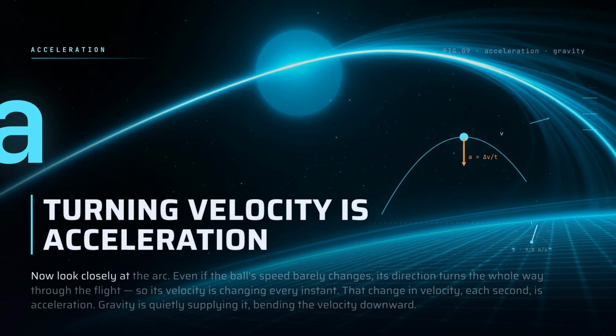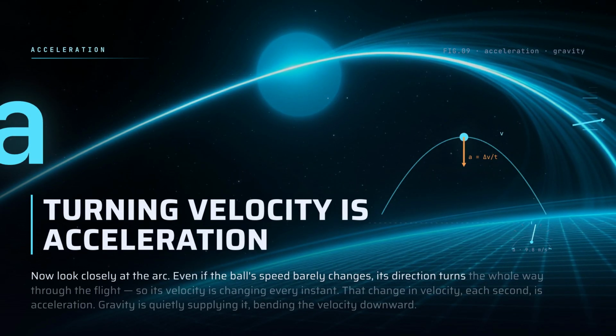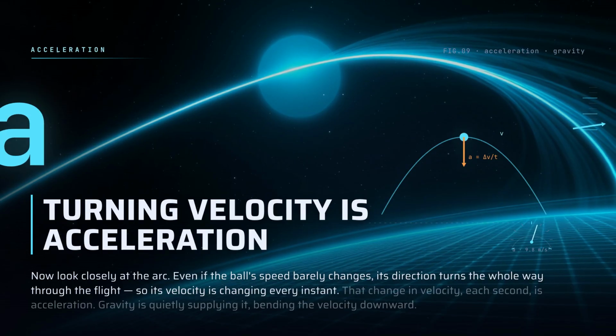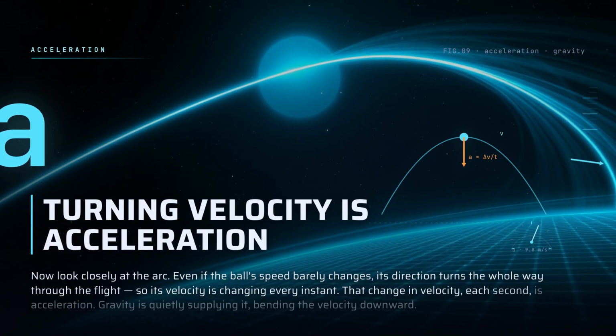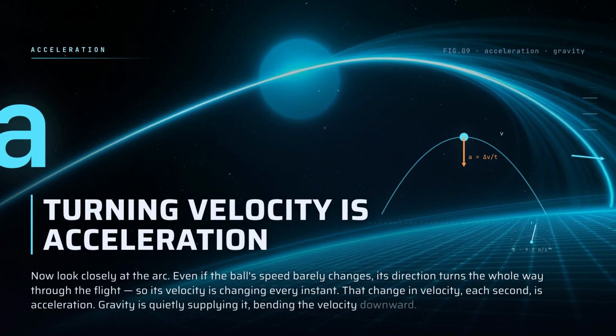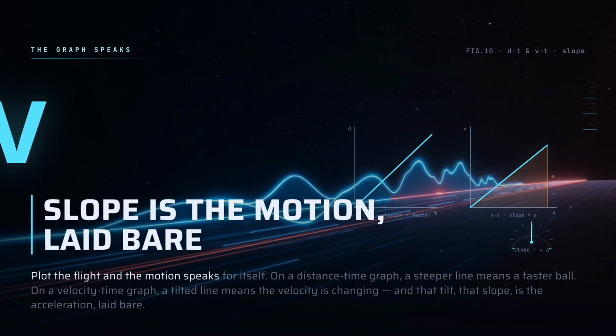Now look closely at the arc. Even if the ball's speed barely changes, its direction turns the whole way through the flight, so its velocity is changing every instant. That change in velocity each second is acceleration. Gravity is quietly supplying it, bending the velocity downward. Plot the flight and the motion speaks for itself.